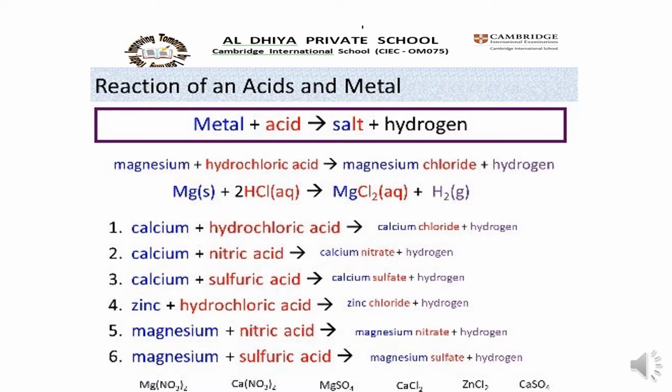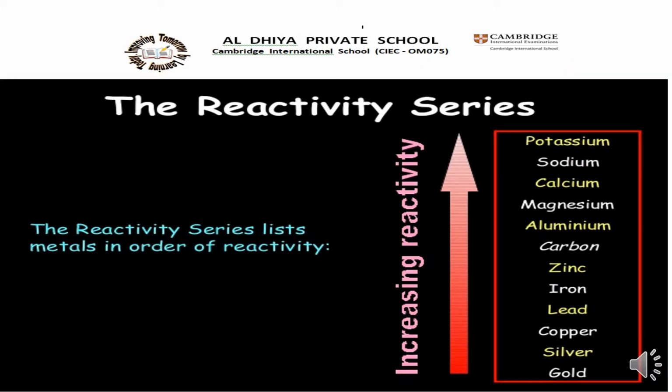Magnesium reacts with sulfuric acid, magnesium sulfate and hydrogen are the products. Here we can see the reactivity series of metal in order of reactivity. The topmost means more reactive than the lowermost.